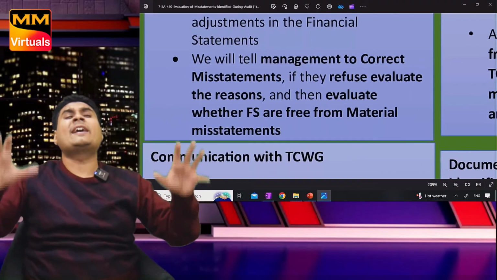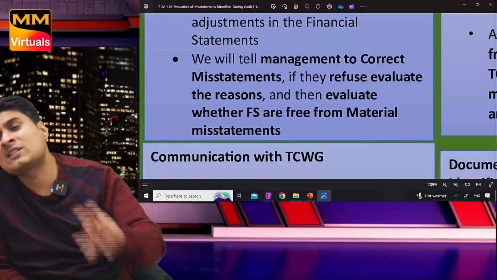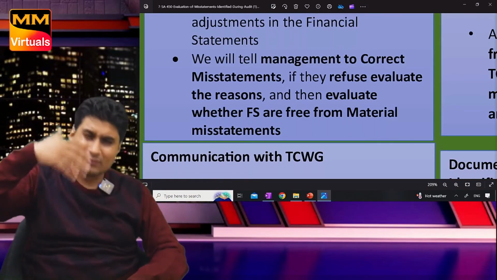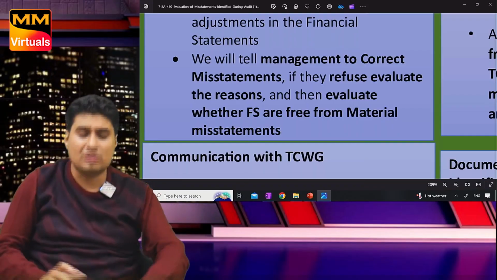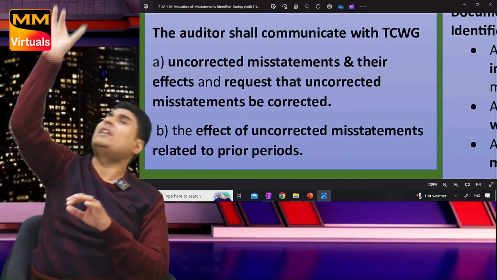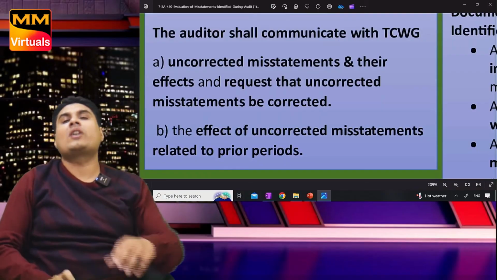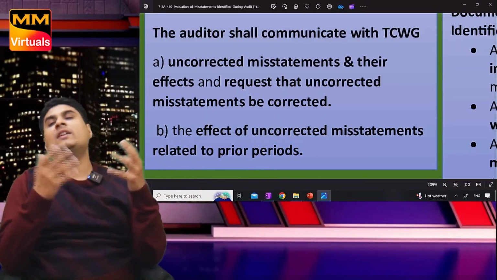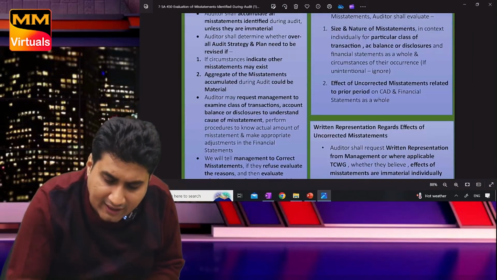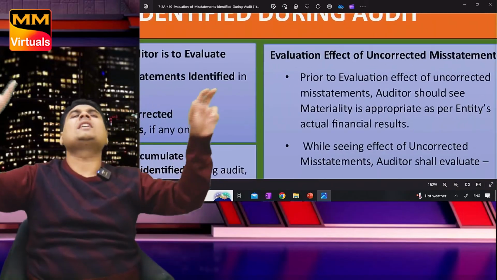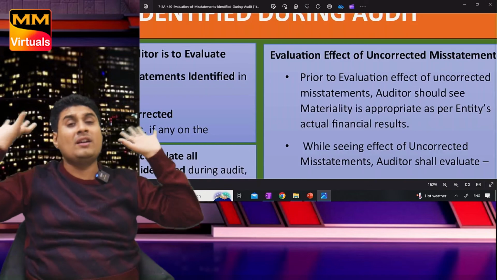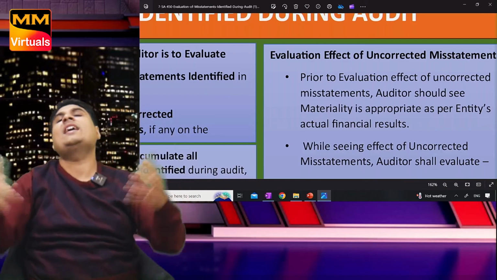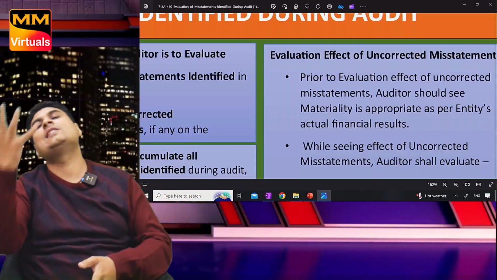If they don't correct, see whether the total of uncorrected misstatements is material or not. If they don't correct, we'll go to TCWG. Please, these are total misstatements, correct the same. Or this is the effect of prior period misstatement, correct this also. If they correct, very good. If they don't correct, then what will I see? Evaluate the effect of uncorrected misstatement. Before seeing the uncorrected misstatement, I will again calculate materiality. Why? Because profit must have changed, sales must have changed.